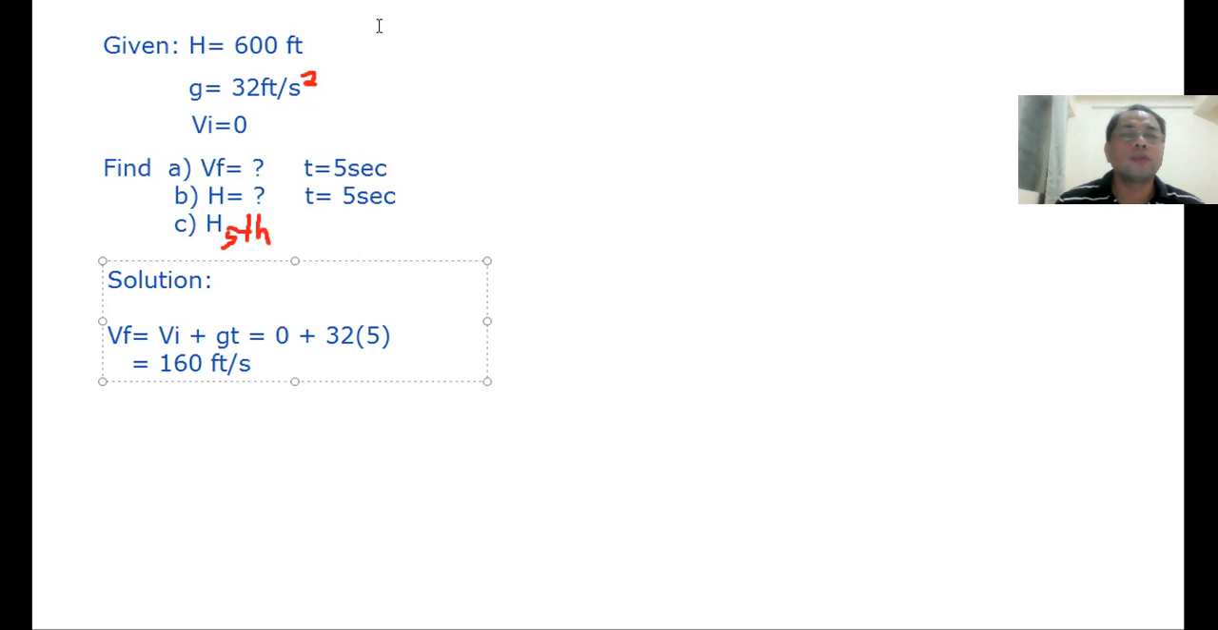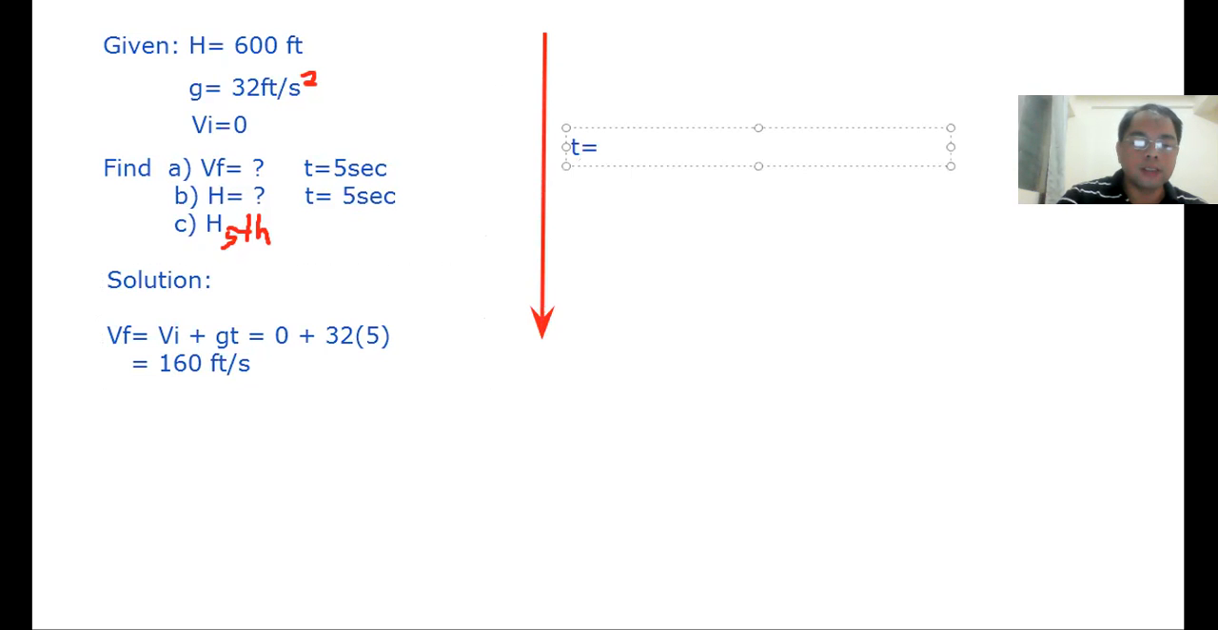Again, what's the direction of our object here? This object is going downward. As it goes downward for the first 5 seconds, if this is the time equal to 5 seconds, this is how fast the object is. After reaching this point, it travels at 160 feet per second. Now, what about letter B, the height of the object? How far did the object fall?